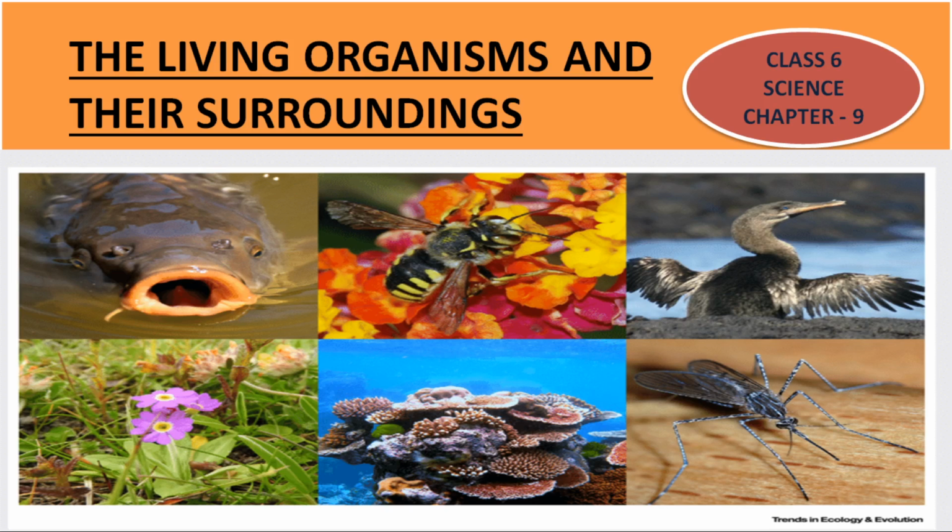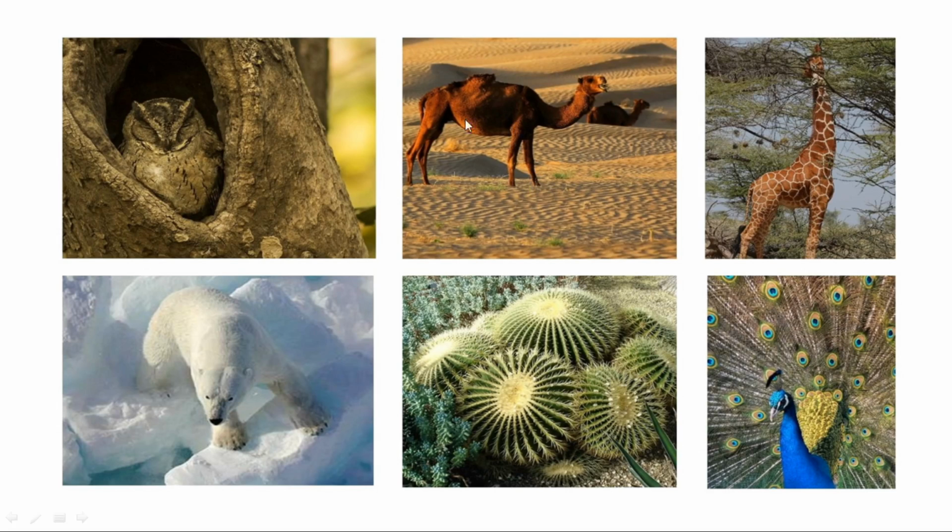So we can see living organisms everywhere. So we'll see what type of living organisms we can find in our surroundings and other places. Let's see. Here you see different types of organisms in different places. You know what is this? This is a desert.